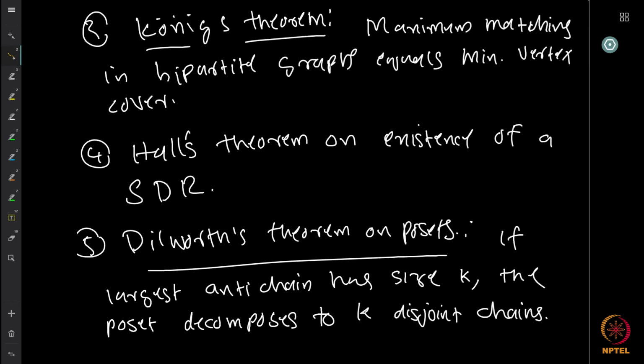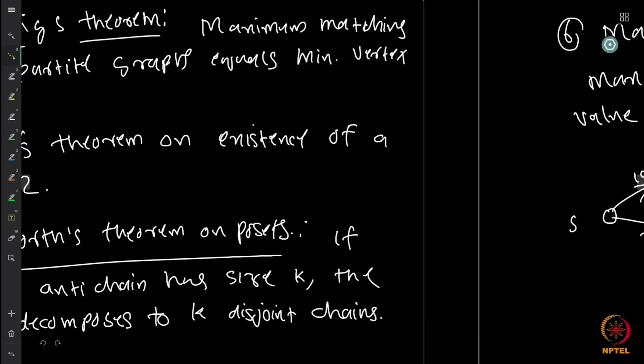So what does this theorem say? It says that if the largest anti-chain in a poset has size k, then the poset can be decomposed into k disjoint chains. Okay. So if you remember, chains are the totally ordered subsets, right? So you can basically partition the poset into k disjoint chains if k is the size of the largest anti-chain. Okay. So that is Dilworth's theorem.